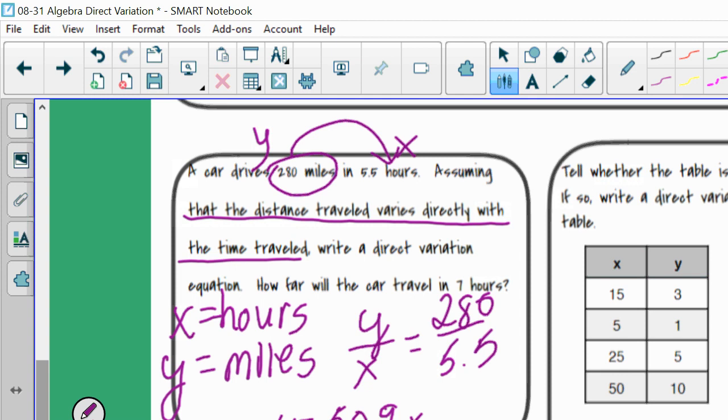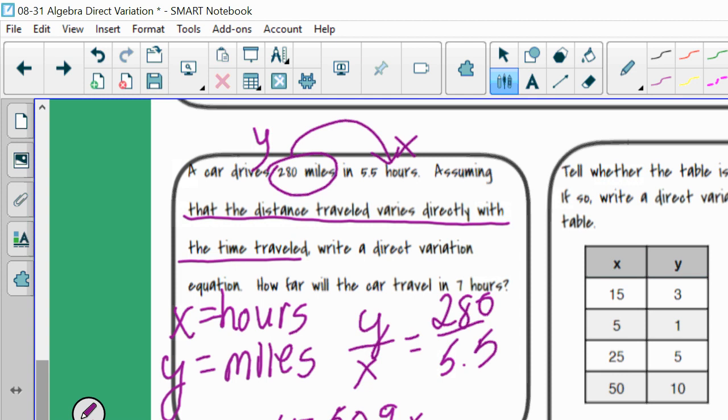Okay, we're almost out of time, but I can get through these last ones very quickly. And this is back on Canvas. This will be on Canvas, so if this was too fast for you, you can go back and listen to anything, okay? Okay, so tell whether the table is a direct variation or not. If so, write a direct variation equation.